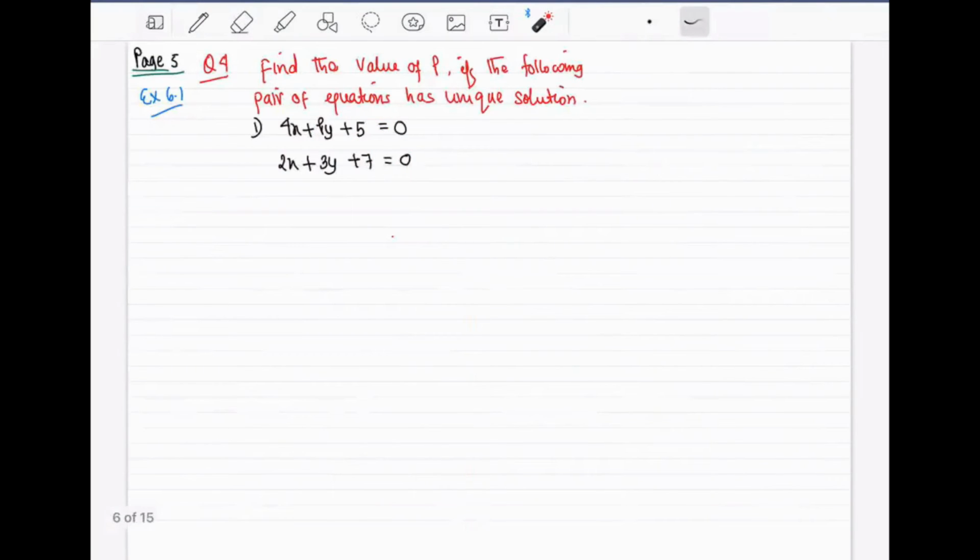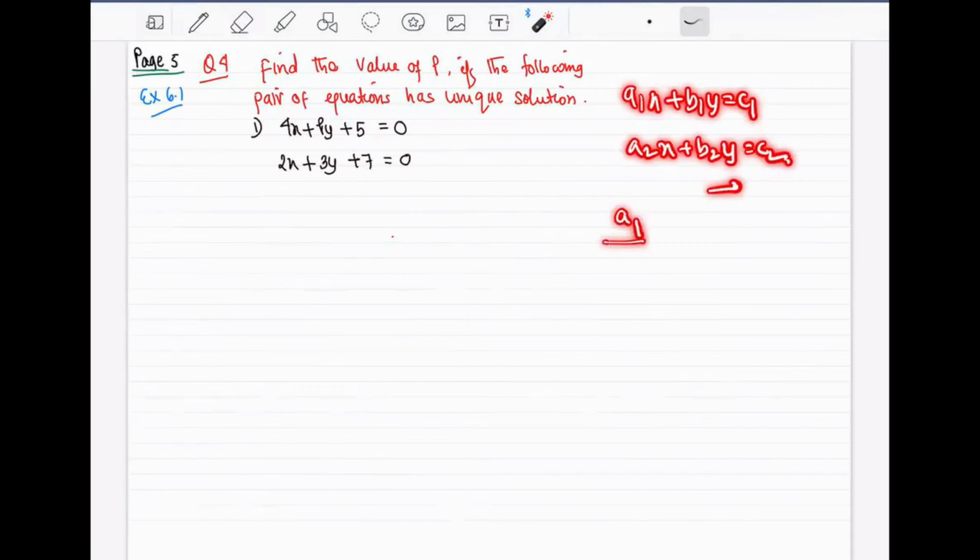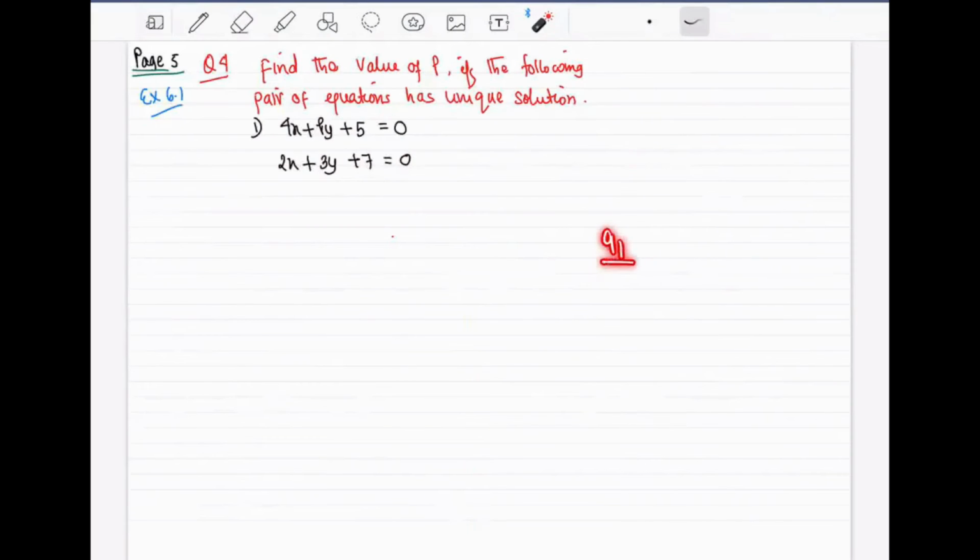In order to solve 4 and 6, you need to remember the properties of consistent and inconsistent. If two equations are given like this, a1x plus b1y is equal to c1, then what is the property of consistency? If the two equations are consistent, we will have a1 by a2 not equal to b1 by b2. Inconsistent is a1 by a2 equal to b1 by b2 not equal to c1 by c2. What about dependent? I'm sorry, we will have a1 by a2, b1 by b2, c1 by c2, all three will be equal.